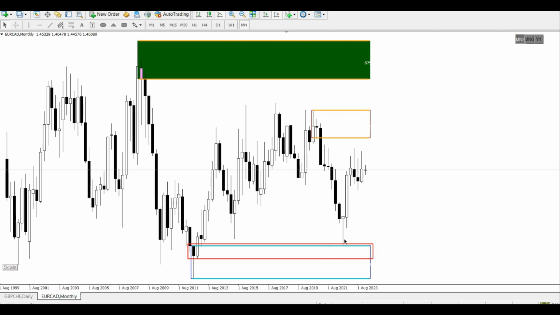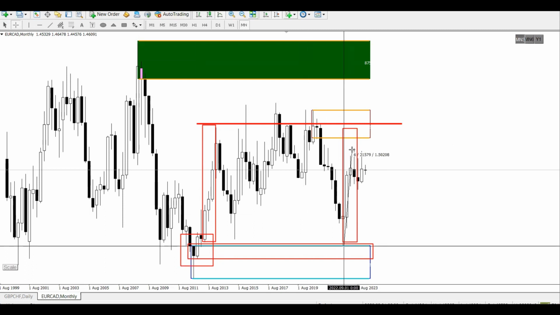Where it should move up to is the departure height. What is the departure here? This demand departure height, this one. I mean, within a short time, look at that. Within some months, it moved 2000 pips plus. I think it's 2000 plus.